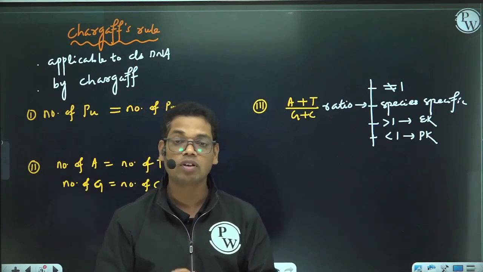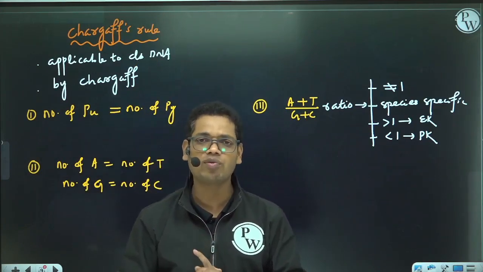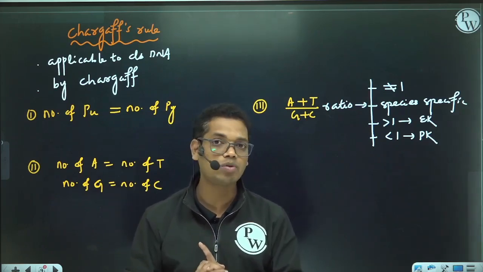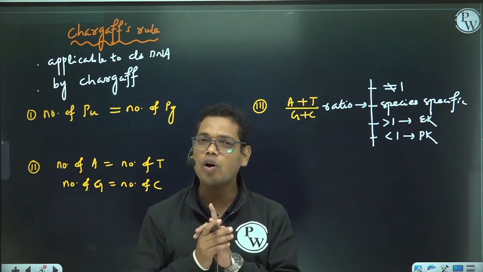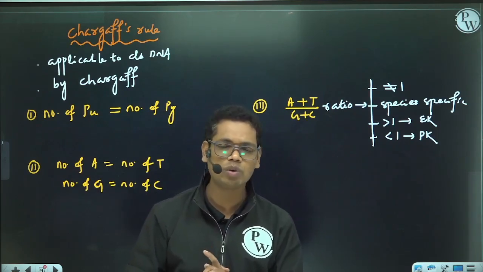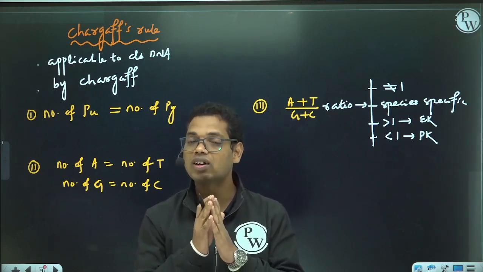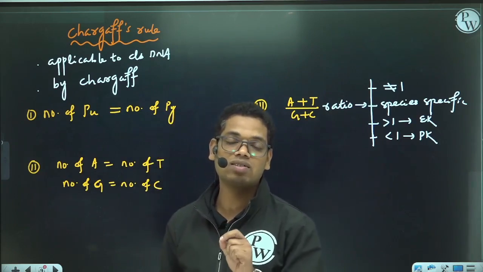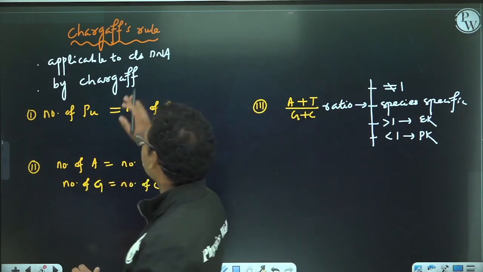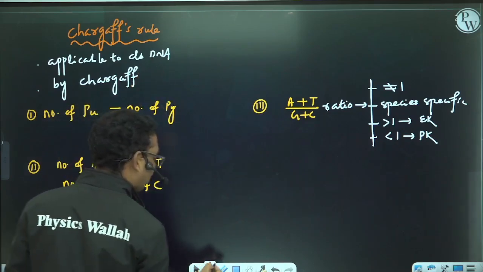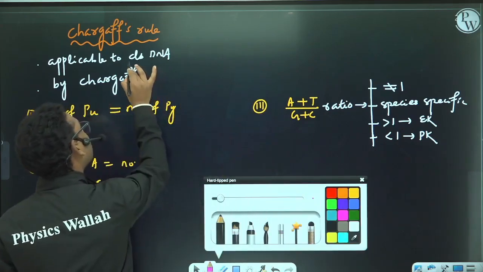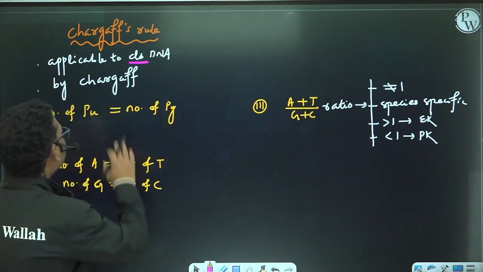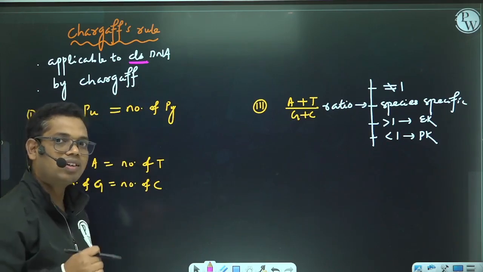When I talk about the Chargaff rule, it was given by Chargaff, and this rule is applicable to DNA only. But DNA exists in both single-stranded and double-stranded form. Do you think this rule is applicable to single-stranded DNA? No, it is applicable only to double-stranded DNA. This rule can also be applicable to double-stranded RNA, but here we will talk only about double-stranded DNA. This is very, very important. And this was given by Chargaff.